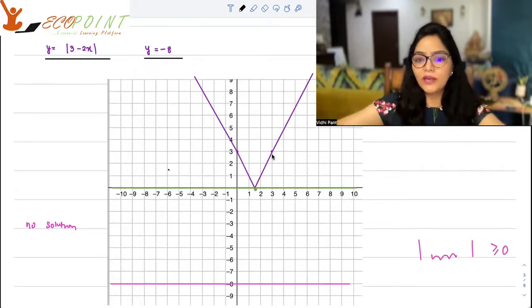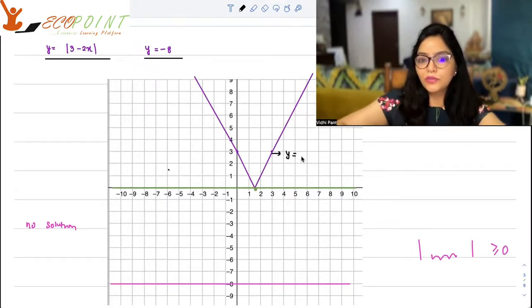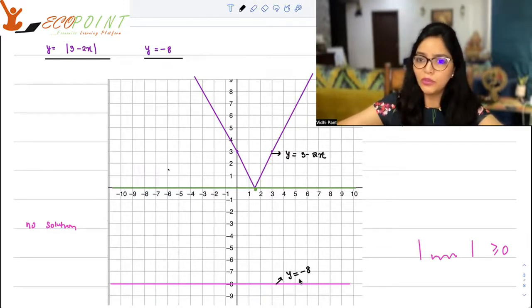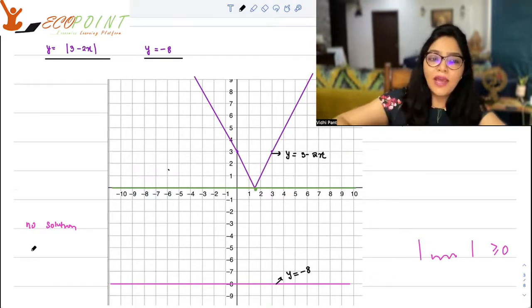This is what the graph of y equals to 3 minus 2x will look like. And this is the graph of y equal to minus 8. The thing is that minus 8 is always lesser than this graph. It's much below this graph, right? So how is it possible that this graph is lesser than minus 8? That is never happening. So we have no solution.